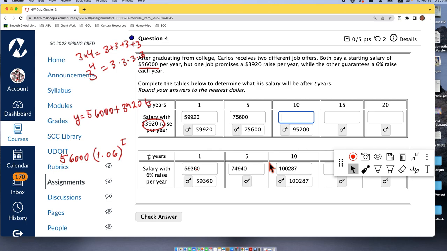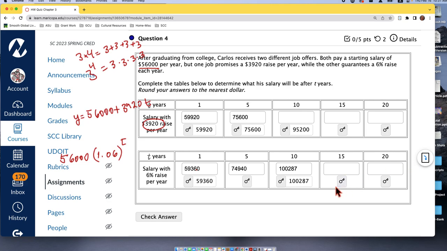Once I get that number, 1.06 to the 5th power is 1.34 or whatever it was, and then you multiply that by 56,000. Okay, we're good. With order of operations, we do the exponent first, so take the 1.06, raise it to the power, then multiply. I think the decimal just threw me off. Thank you for that. As long as you can see the process, that's good.